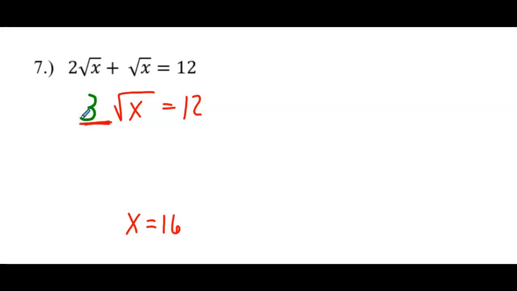Now, is my square root of x by itself? Nope. So I have to divide both sides by 3. Again, that 3 came from adding these two together because they're like terms. This will cancel. So I'm going to get the square root of x is equal to 4. And then I'm going to square this side and square this side, and that's where my 16 comes from.